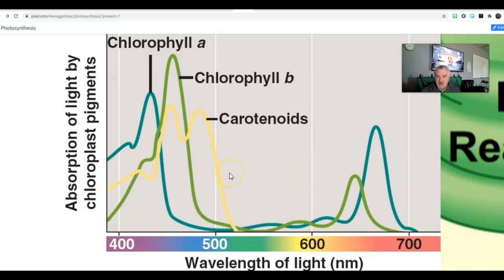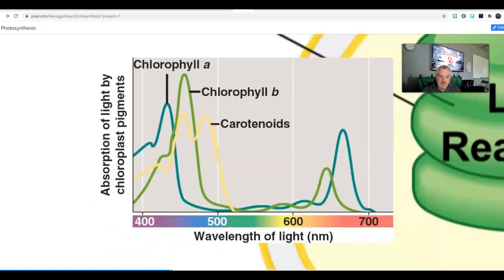Now, we typically don't see carotenoids until late in the year during the fall, when plants stop photosynthesizing and stop producing chlorophyll A and B. And these pigments will start to show up, and we see that in leaves of plants, and they turn yellow and orange and red in the fall before they actually go completely dormant and drop off the tree. But those are those pigments.